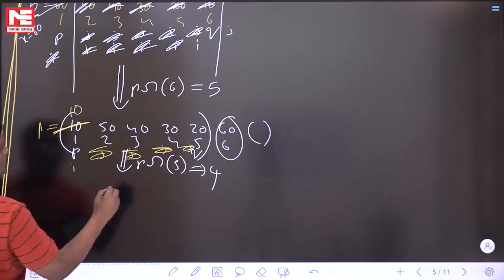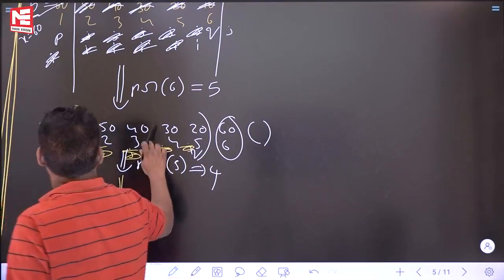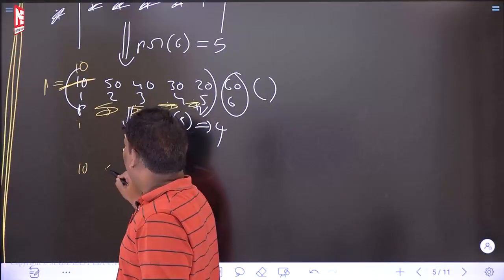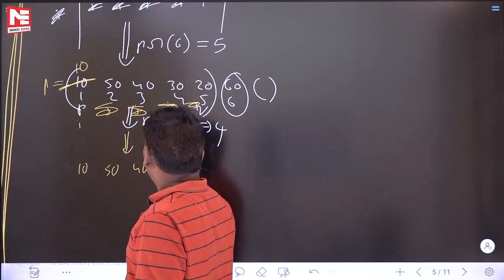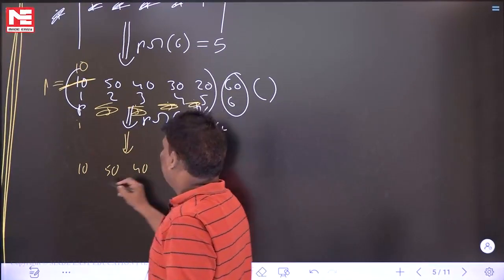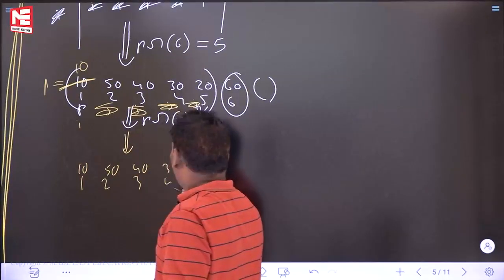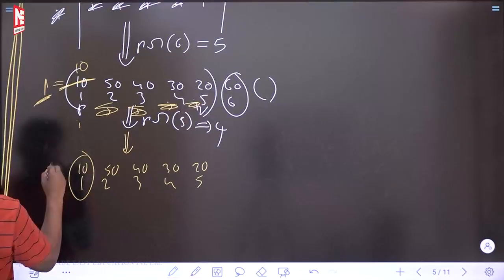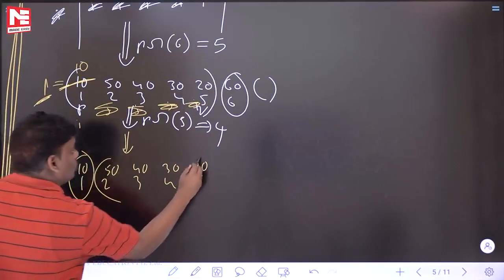1. Now let me write the output. What is the answer? 10, 50, 40, 30, 20. 1, 2, 3, 4, 5. The pivot element's returned index is 1, so the pivot goes here. Now do you believe or not?